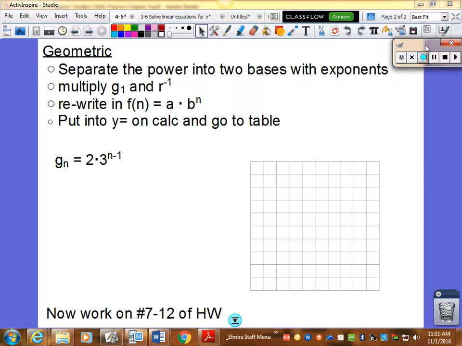section of this, which is geometric sequences. All right, these become exponential equations. So this is totally different. This is not anything you've ever done before. So I need you to really listen and pay attention well. And I'm going to blow this up a little bit.